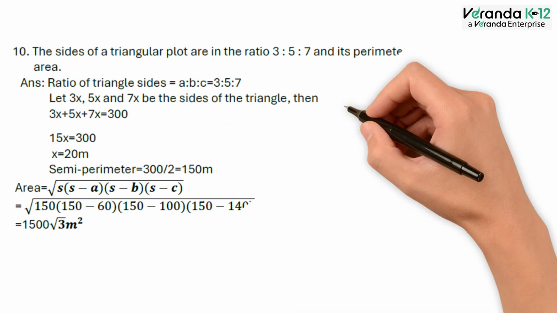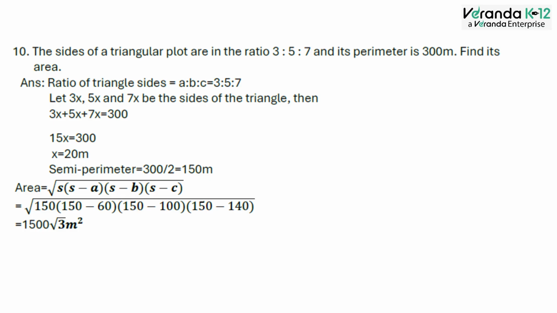Next, 10th question. The sides of a triangular plot are in the ratio 3:5:7 and its perimeter is 300 meters. Find its area. So simple, ratios are given. Let us consider the sides as 3x, 5x and 7x. Then adding everything you will get 300. The x value will be 20 meters.